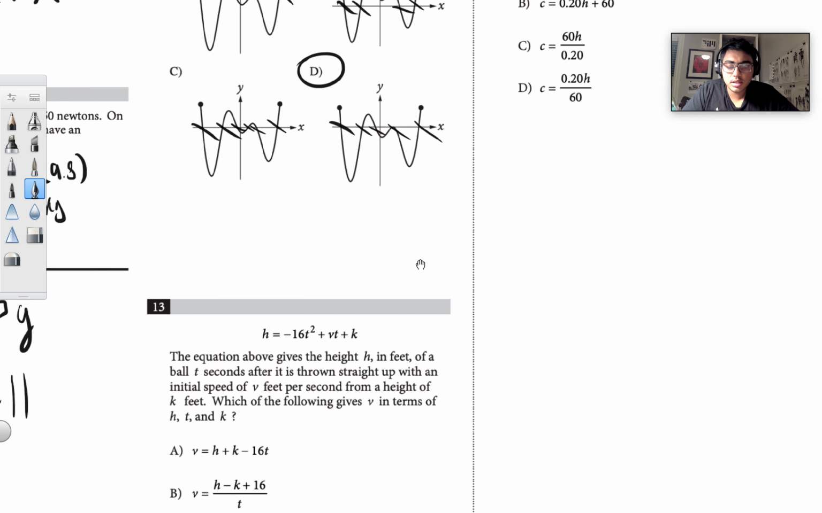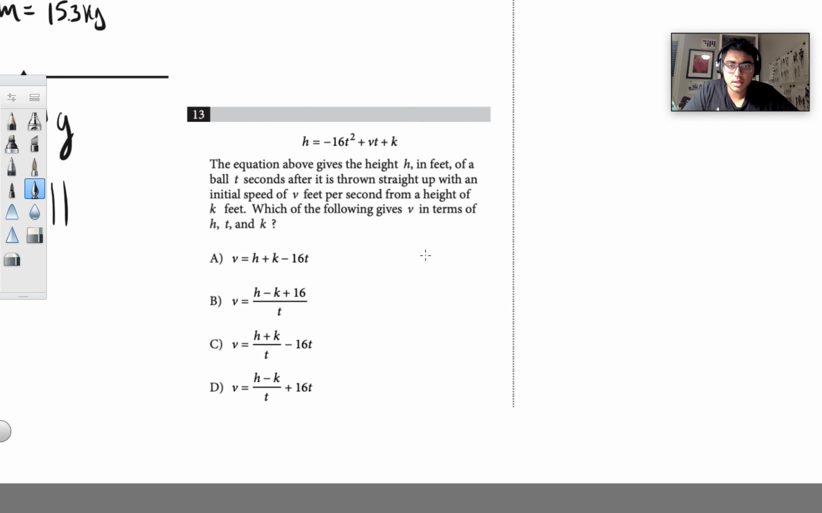We're on 12, so we're on 13 now. The equation above gives the height h in feet of a ball t seconds after it is thrown straight up with an initial speed of v feet per second from a height of k feet. Which of the following gives v in terms of h, t, and k? So we have to isolate v. Okay, so h is equal to negative 16t squared plus vt plus k.